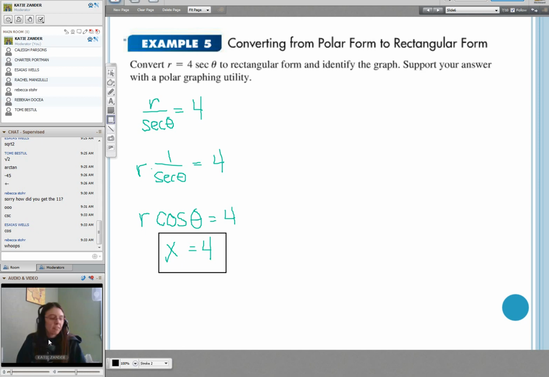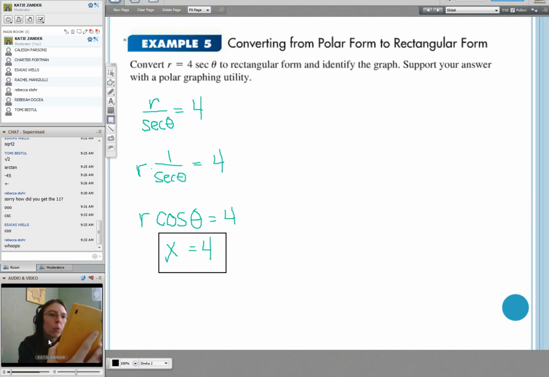Okay, on to the fun stuff now. Let's grab our calculators and verify that. So in your mode, I don't believe it matters if we're in radian or degrees, but I am going to switch over to radian mode.